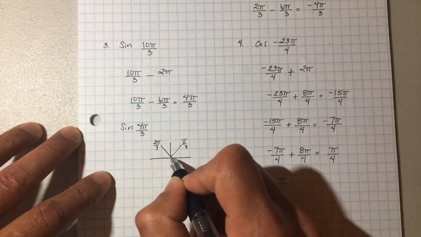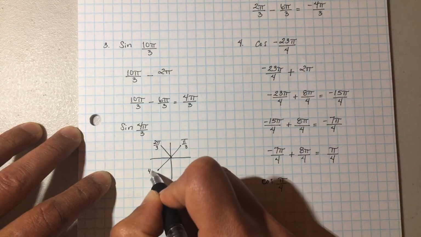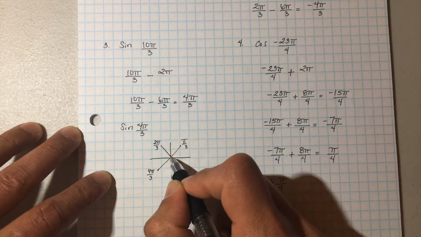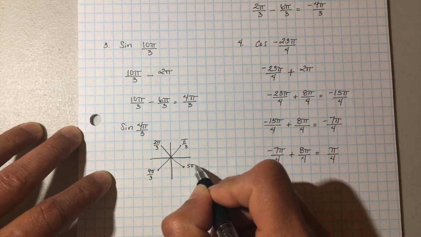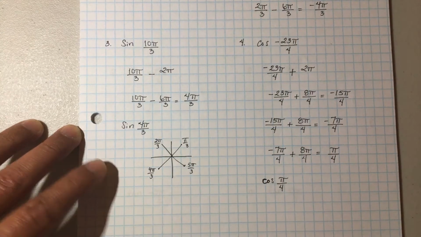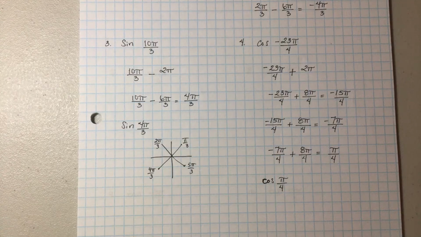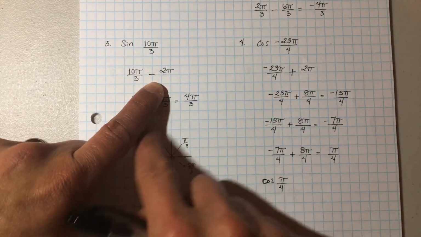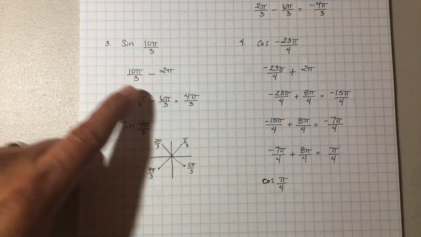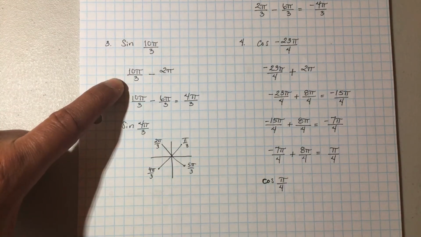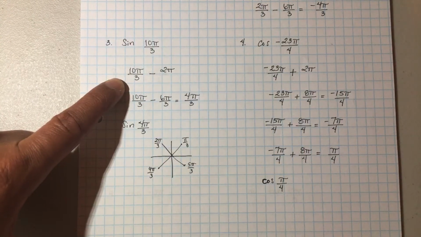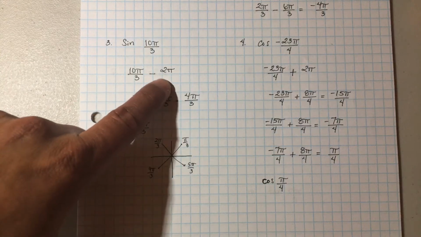Okay, 3 plus 1 is 4, so 4 pi over 3 is over here. And then 3 plus 2 is 5, so 5 pi over 3 is right there. Well, where is 10 pi over 3? I don't know, right? So that's why you have to bring it back so it could fit within one of these. So 10 pi over 3, you're going to bring it back one turn backwards. Okay, so what you're going to do is subtract 2 pi.